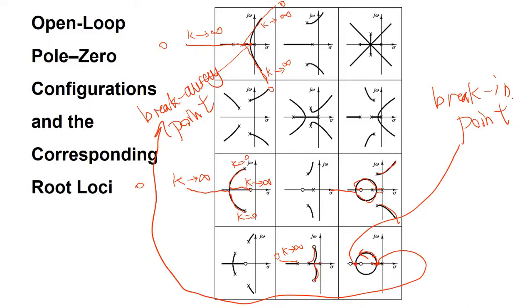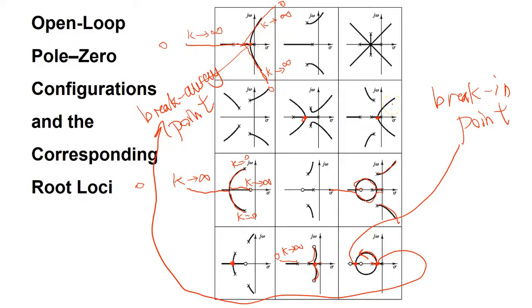So just by looking at them, I can find out which one is breakaway, which one is break-in. Here I have a breakaway. Here I have a breakaway. Here I have none. Here I have a breakaway. Here I have both. Here I have one breakaway, and so on. Mostly you have breakaways because you have more poles than zeros, but sometimes you have break-ins too. Okay, so first it says, at which point does my root locus get off the real axis?